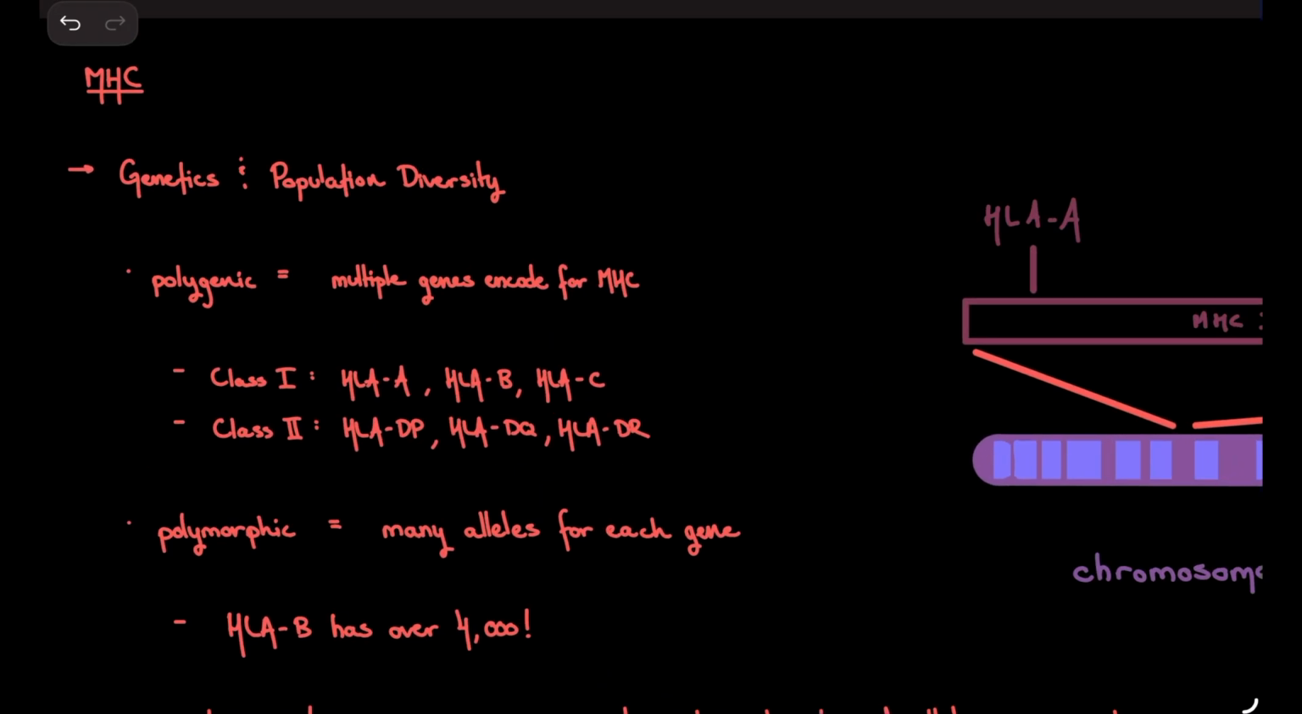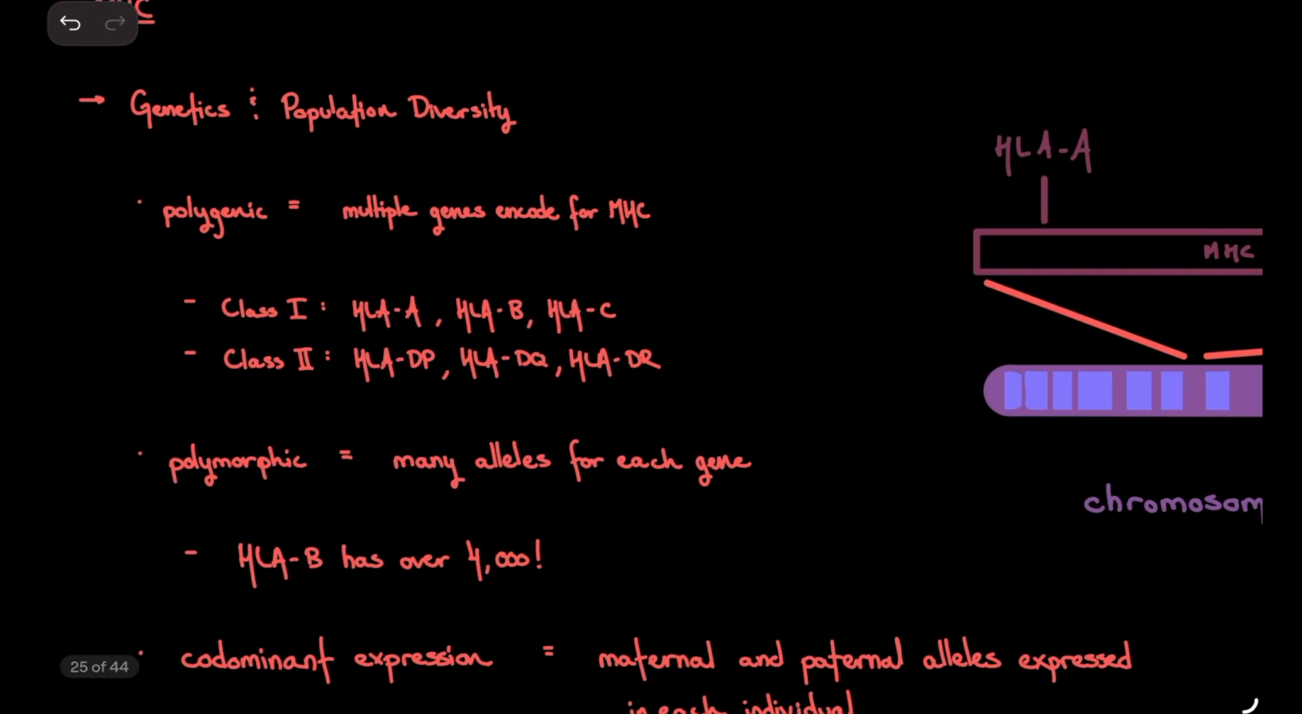Okay. Let's talk about the genetics going on here. Now, I'm by no means a genetic professional here, but I think this is cool to mention. So this complex, it's polygenic, so multiple genes encode for MHC. For class 1, we have HLA-A, HLA-B, and HLA-C. For class 2, we have HLA-DP, HLA-DQ, and HLA-DR. So the combinations of those impart what your MHC looks like.